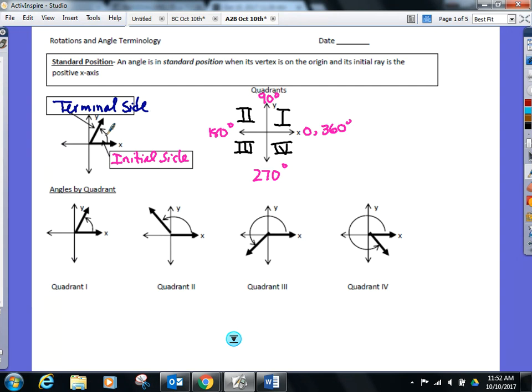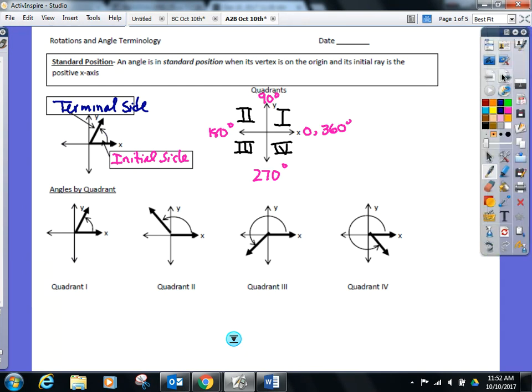Any of these angles are what's called standard position. Initial on the x-axis, terminal in one of the quadrants. All right? Let's actually draw some now.